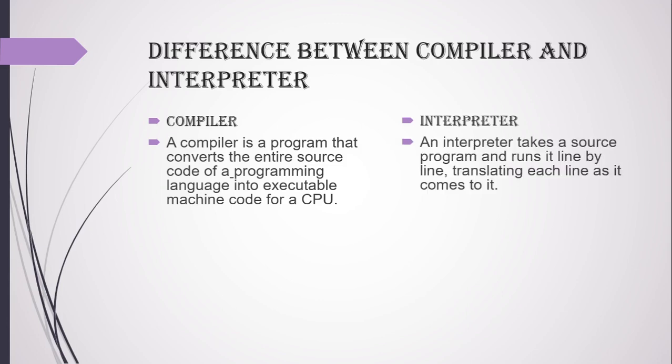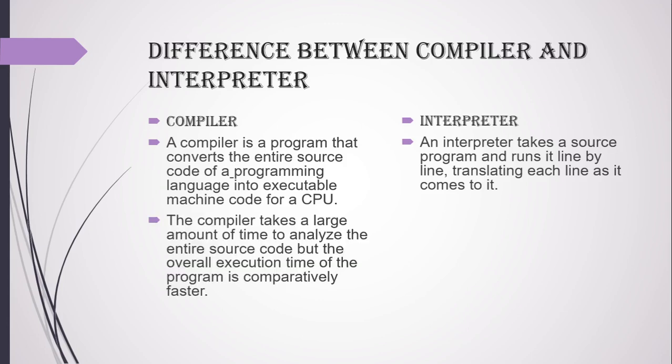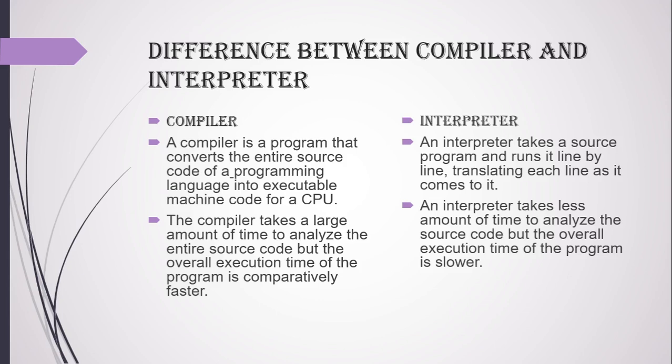On the other hand, an interpreter takes source code and runs it line by line, translating each line as it comes to it. So compilers compile the whole code into machine code, whereas interpreters just go line by line. The next factor is that a compiler takes a large amount of time to analyze the entire source code, but the overall execution time of the program is comparatively faster. An interpreter takes less time to analyze the source code, but the overall execution time of the program is slower.